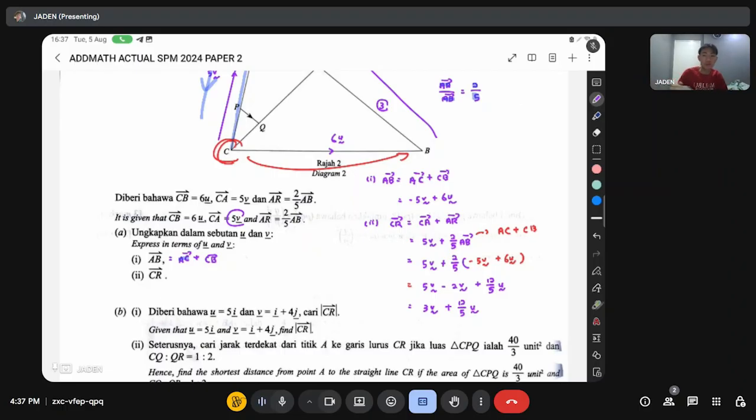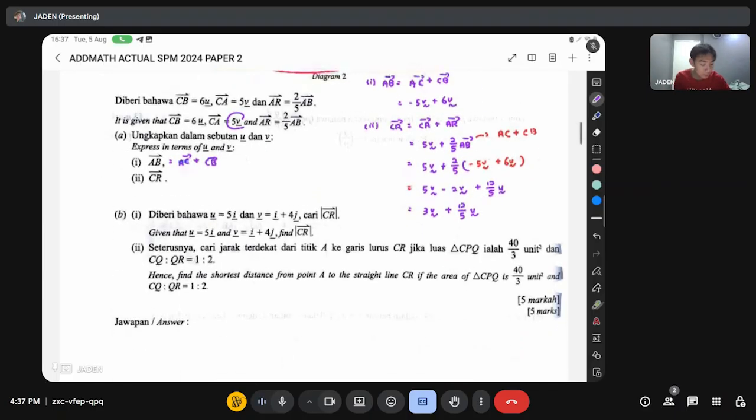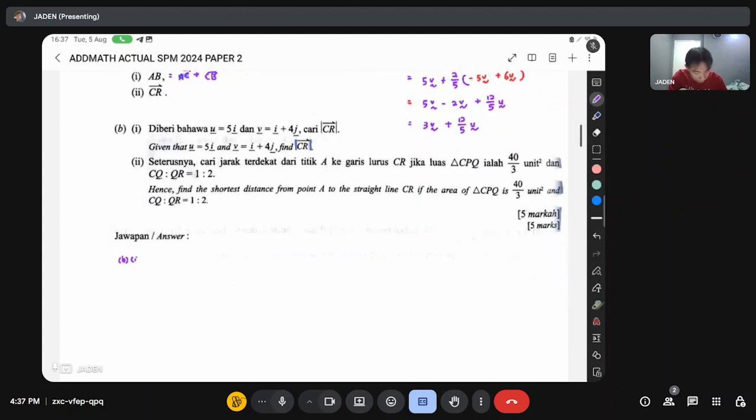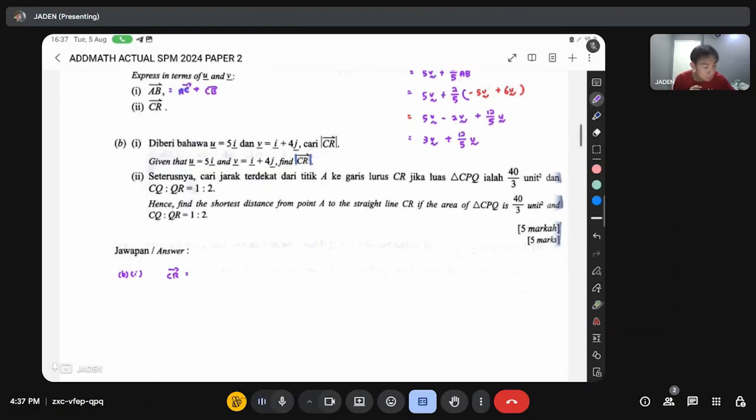Okay, let's move on with B1 then. B1 says, given that U is 5i and V is i plus 4j, find the magnitude of CR. So what you want to do here first is writing down CR. We want to know what is actually the CR vector first. So CR that we get is 3V plus 12 over 5U.